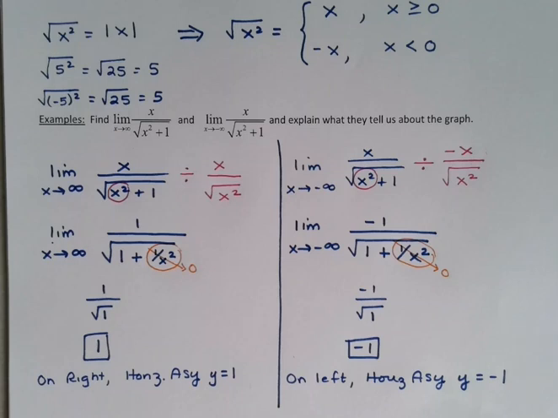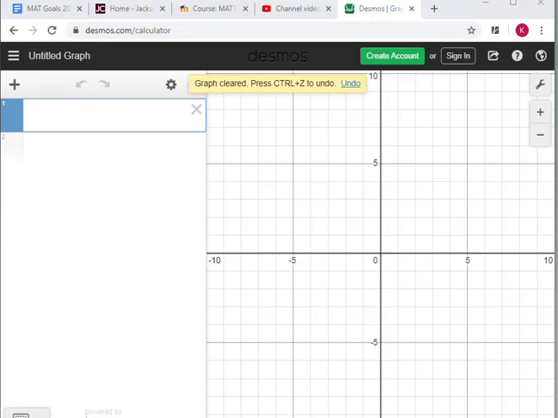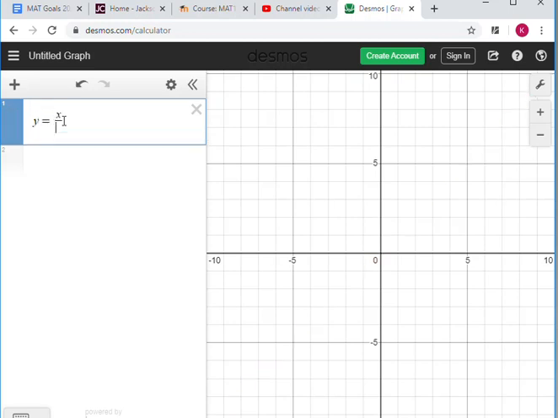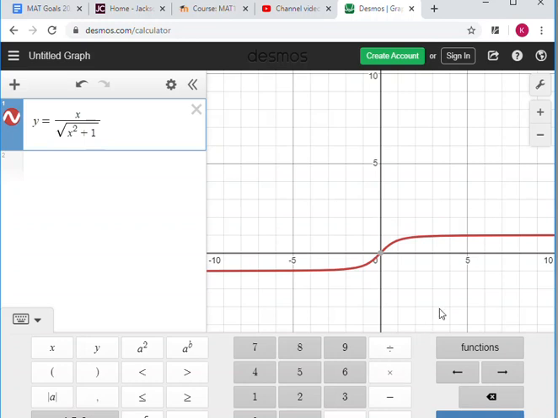Just for fun, because of those two different asymptotes, let's take a quick look at the graph and just see how that plays out in the graph of this function. So let's bring Desmos up here. Our original function was y equals x divided by the square root of x squared plus 1. And you can see the graph over here.